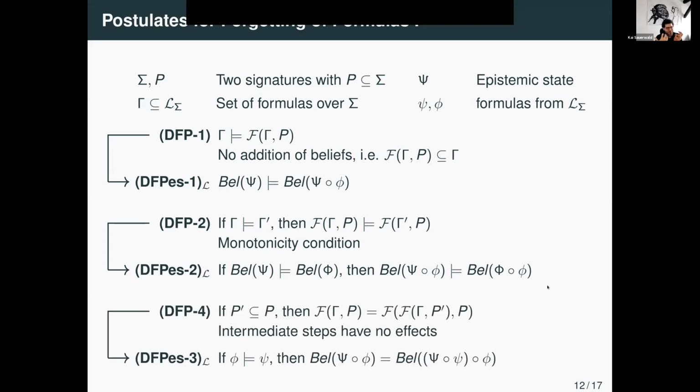The first really interesting postulate is this DFP4, and it states that when you have some relation between signatures you want to forget, and one is smaller, then doing as an intermediate step forgetting this smaller set of atoms has no effect. So I think it's very reasonable for forgetting to do these things.